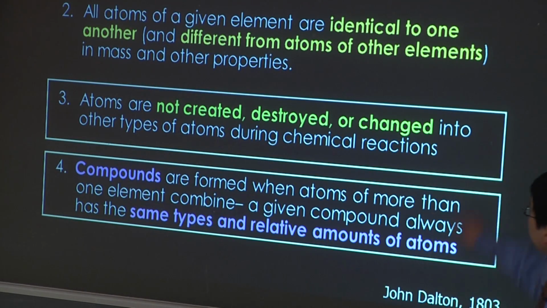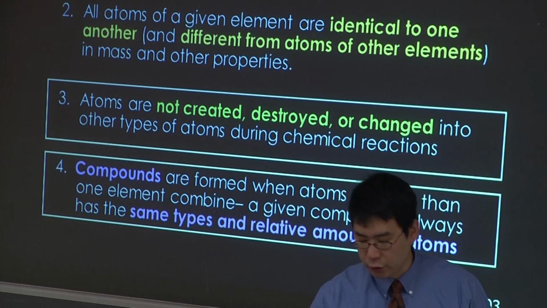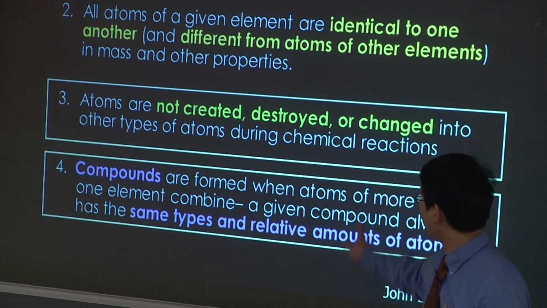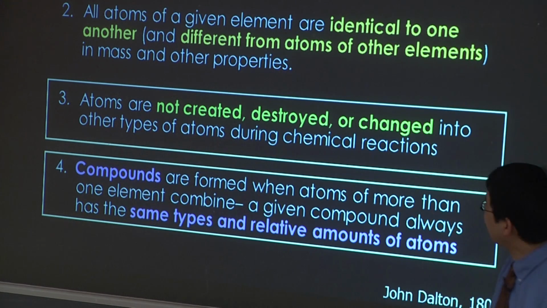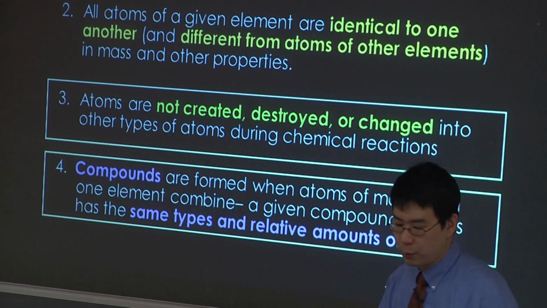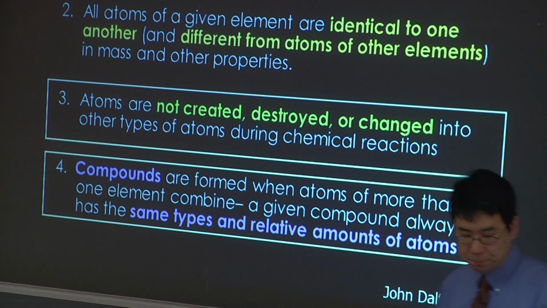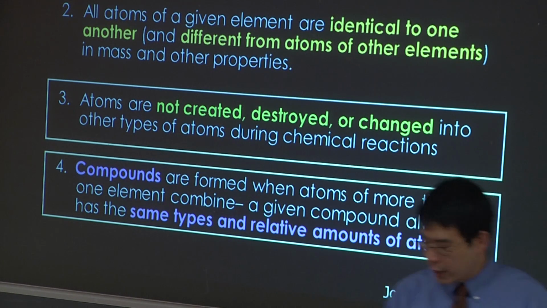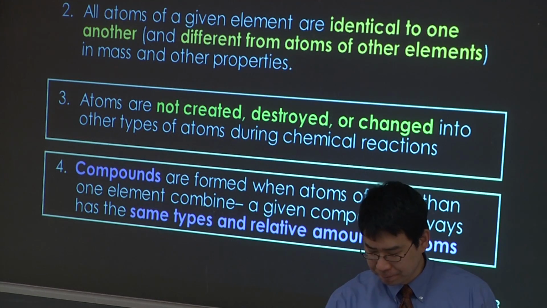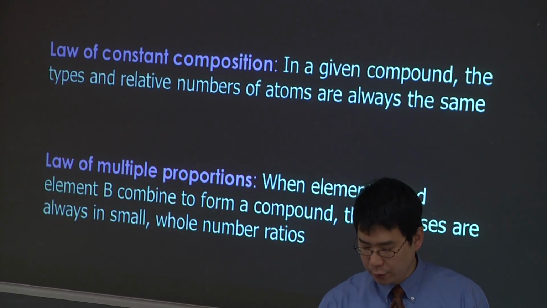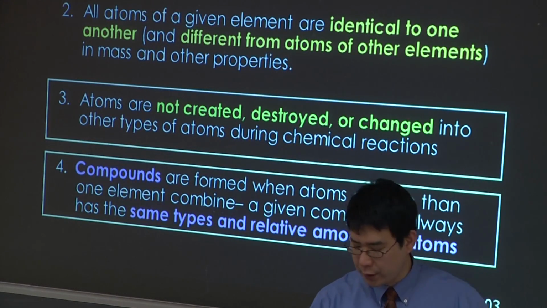And the law of multiple proportions can be derived from these two, right? Atoms are not created, changed, or destroyed, and when compounds are formed from more than one element, they have the same type and relative amounts of atoms. Okay, so right, and so those are the four points in the theory.